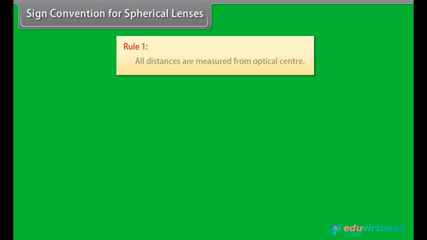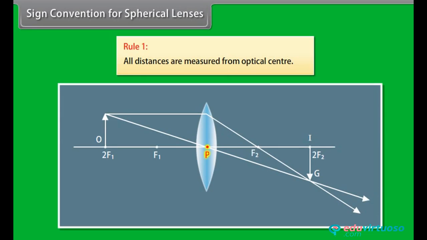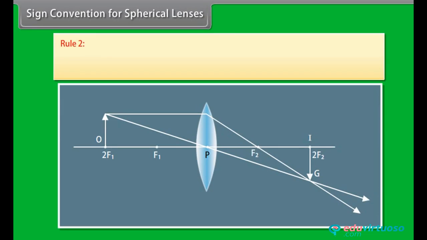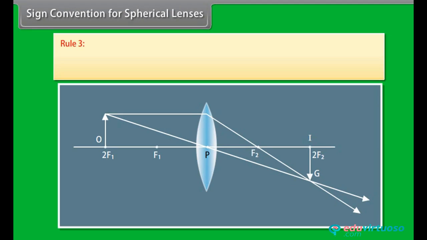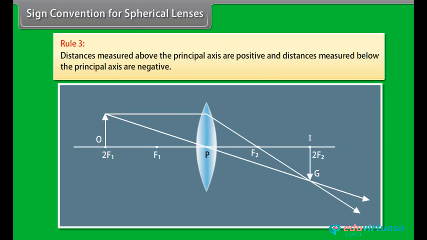Sign convention for spherical lenses. The sign convention rules are as follows. Rule number 1: All distances are measured from the optical center. Rule number 2: Distance measured in the direction of incident light is positive and distance measured against incident light is negative. Rule 3: Distances measured above the principal axis are positive and distances measured below the principal axis are negative.